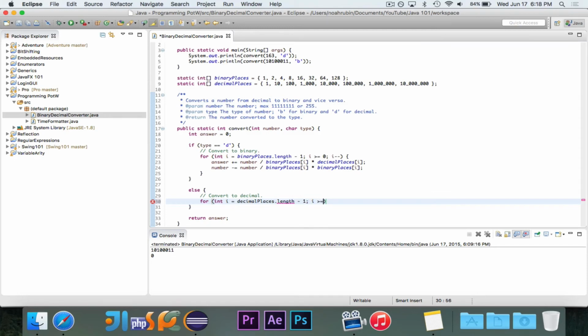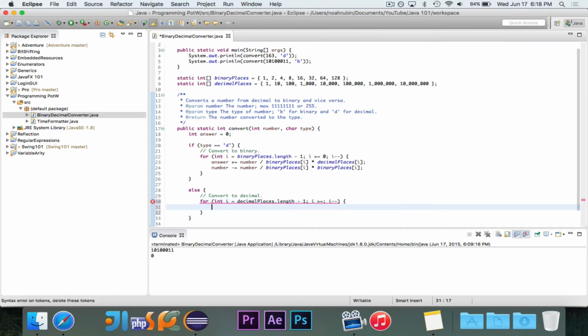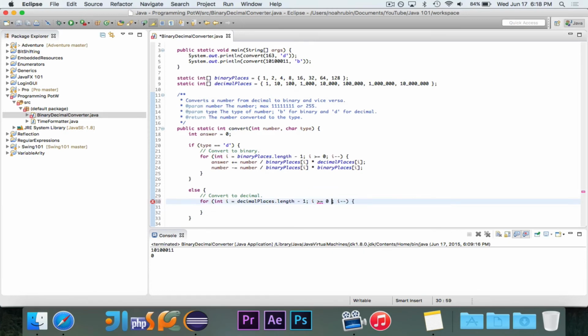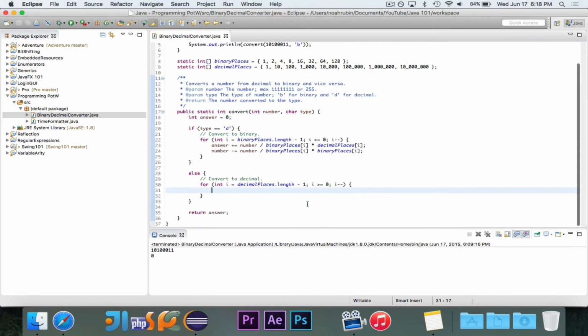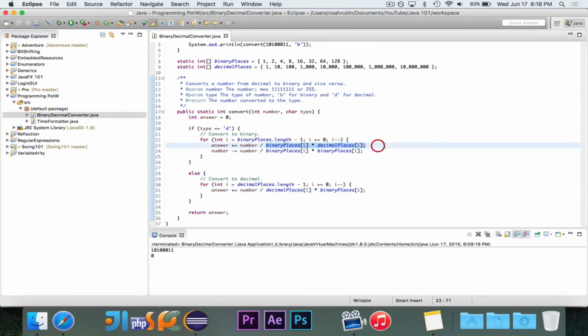And we're going to, again, start from the back and go down. This should be 0, because we want to start from the greatest decimal place and then go backwards. And what we're going to do here is we're going to say answer plus equals number divided by decimal places I times binary places I. And again, this is just a complete swap of what we had up there, swapping binary with decimal.